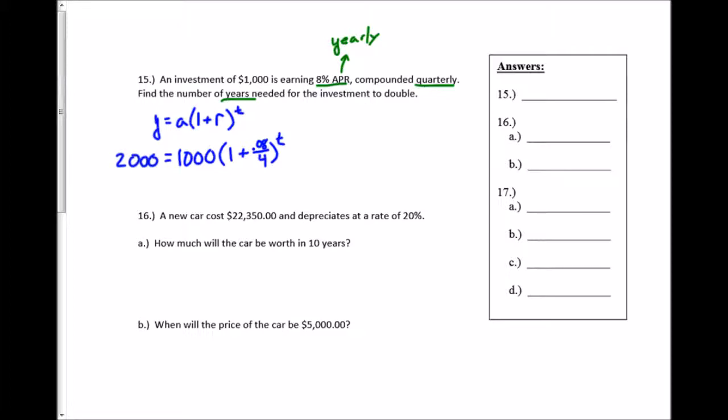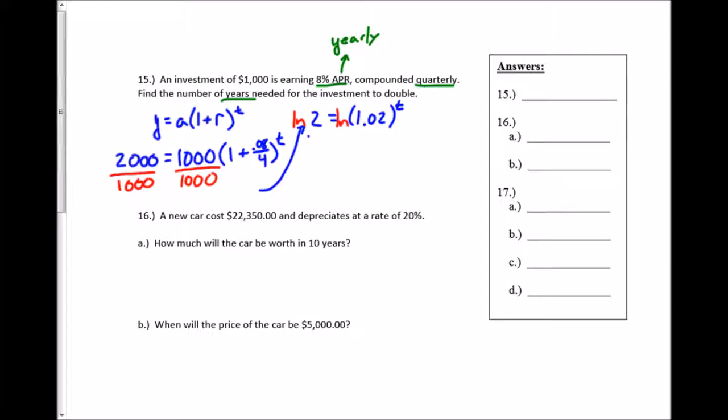And now I'm just going to solve this for t. So I'm going to divide each side by the 1,000. Gives me a 2 equals. In here, this is going to be a 1 plus 0.02, which is just going to be a 1.02 when I simplify it. If it doesn't simplify nicely like that, we can just leave it as a big giant fraction in there. And now I'm going to take the natural log of each side.